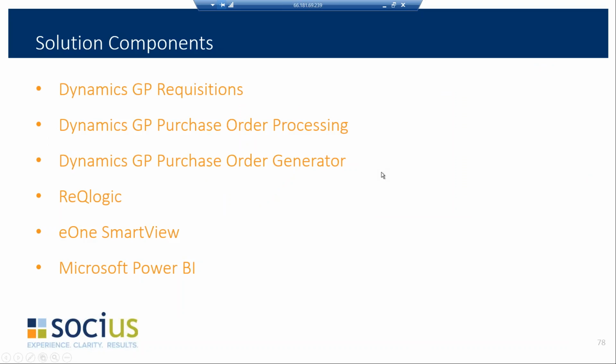So what we've looked at is GP requisitions, GP purchase orders, GP purchase order generator. We've looked at ReQlogic, and remember that ReQlogic can do requisitions and it can do invoice approvals. We looked at SmartView and we looked at Power BI.